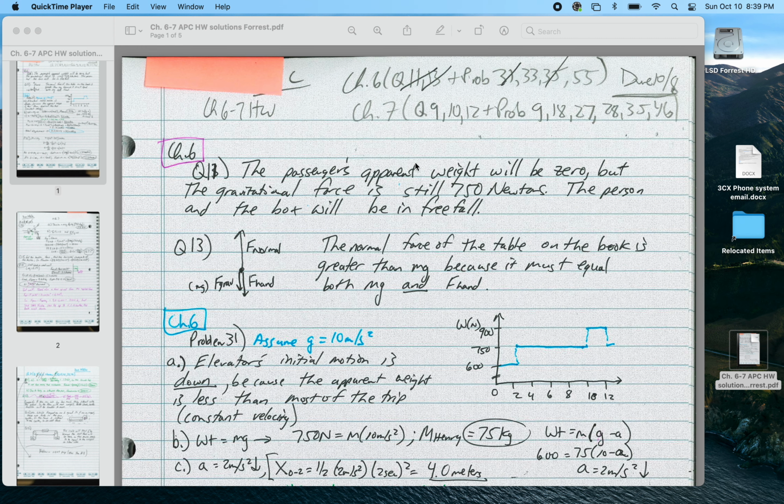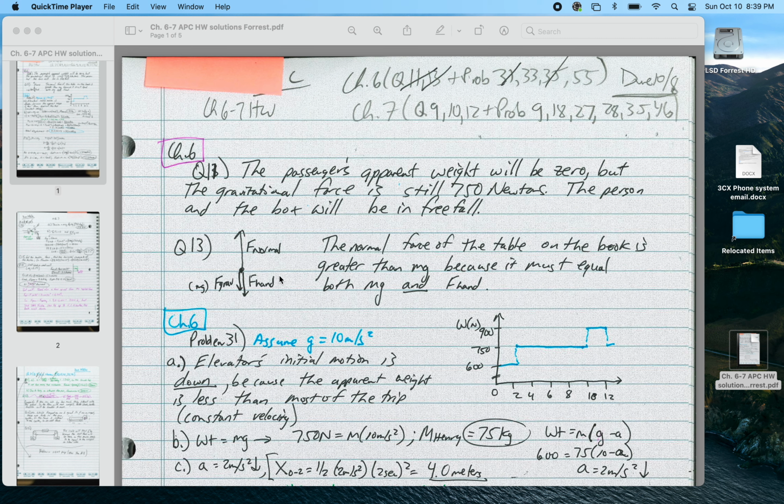So for Q11, somebody was shot out of a slingshot or something like that, but in a box. It was asking what the weight would be. Well, the apparent weight would be 0, but the gravitational force was still 750 newtons because the person was in free fall. It was a little bit confusing or inconsistent in terms of how they asked you to answer that.